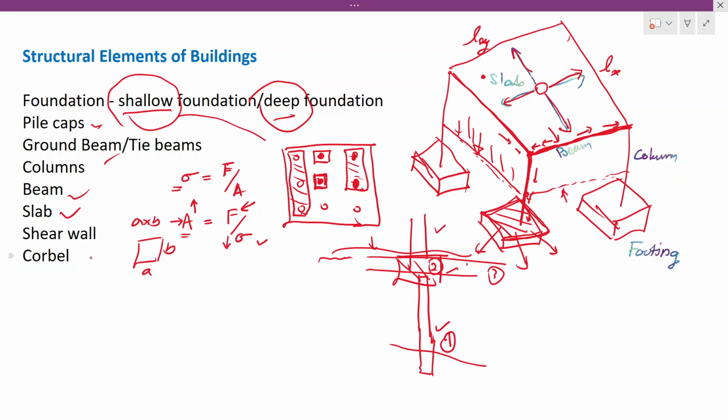So two elements to discuss: shear wall and the corbels, right? What is a shear wall?